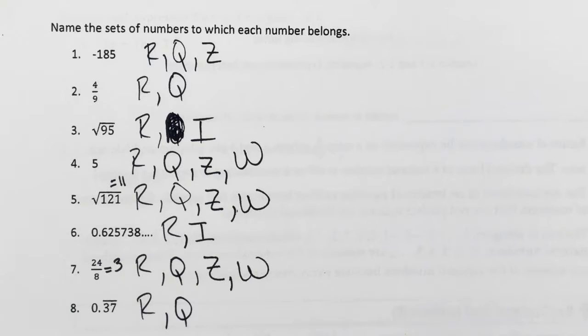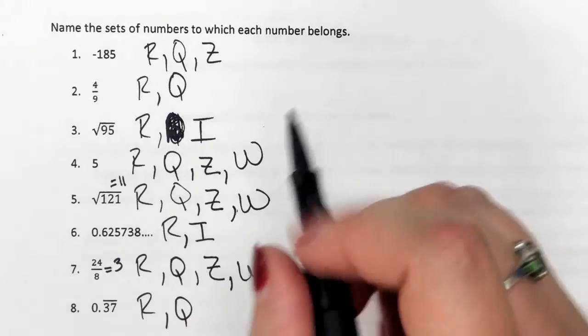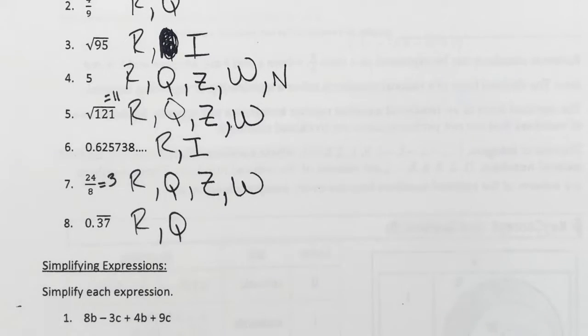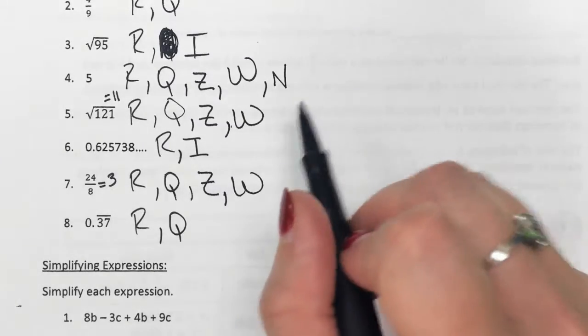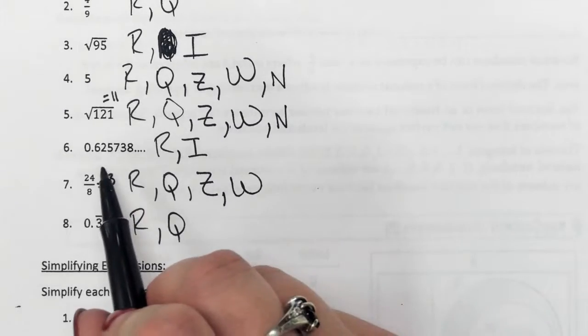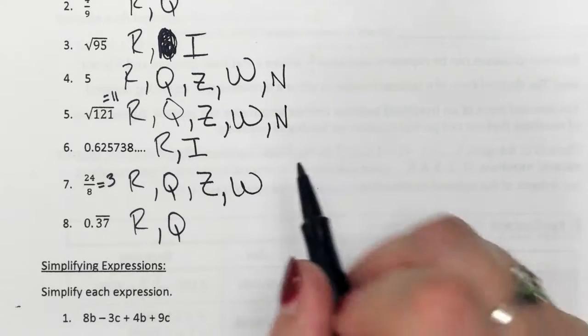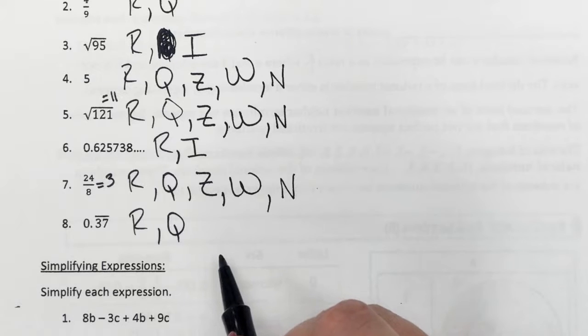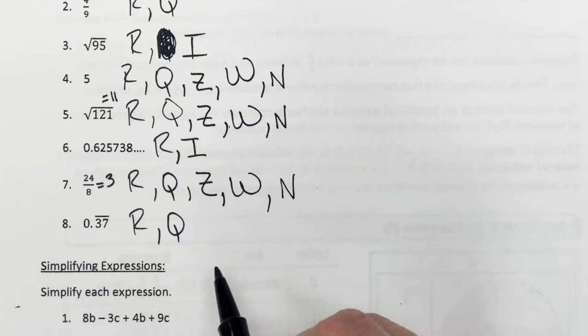Do I naturally count 4 9ths? No. So he's not natural. Do I naturally count square root of 95? Do I naturally count 5? Yes. All right, number 5. Do I naturally count 11? Yes, because remember he reduced, right? Do I naturally count 0.625738? No. Do I naturally count 3? Yes. Do I naturally count 0.37 repeating? No. So we're finished. Y'all okay? Yeah. All right, here we go.